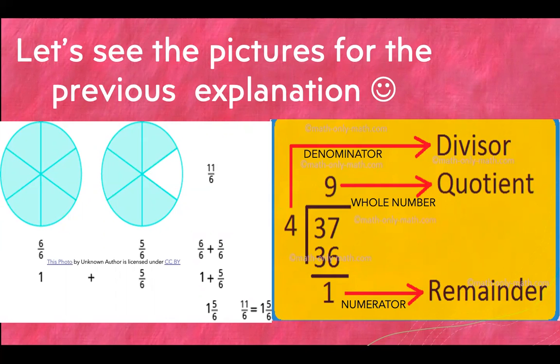Now, the divisor in the sum is the denominator for the fraction. Okay, got it? Because a mixed fraction is made of a whole number and a fraction. So 4 is the denominator of the fraction. Then we have the remainder. In this sum, 1 is the remainder, so that's the numerator. So we got our basic fraction 1/4. Now 9. 9 is the whole number, which is the quotient. So we got our mixed fraction over there, 9 1/4.